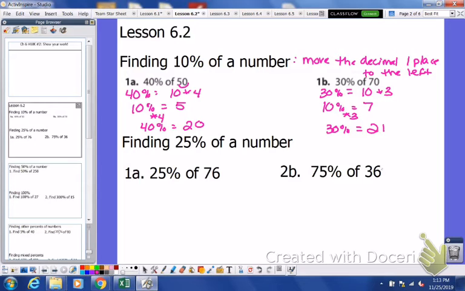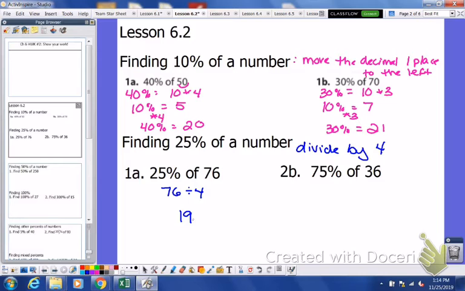Next up is finding 25% of a number. So 25% means we're going to divide by 4, because 25% is a quarter. So 25% of 76, we take 76 divided by 4. Do this in our head, or if you need to work it off to the side, that's fine. We're just not using a calculator. So 76 divided by 4 is 19.